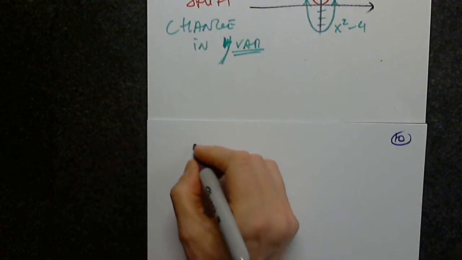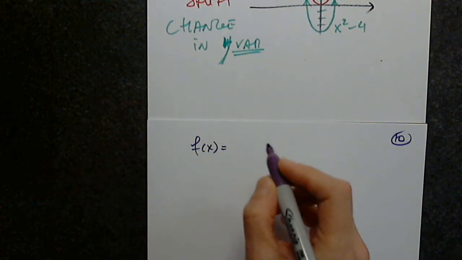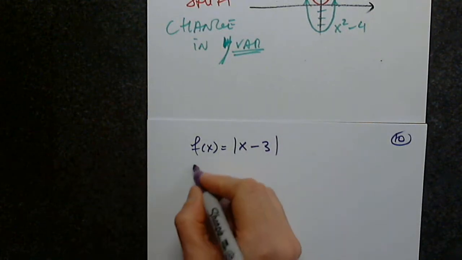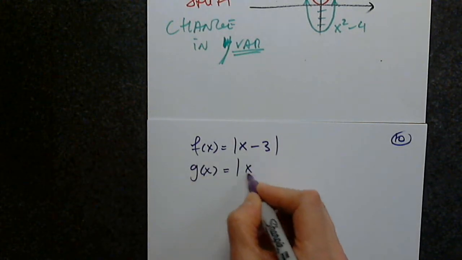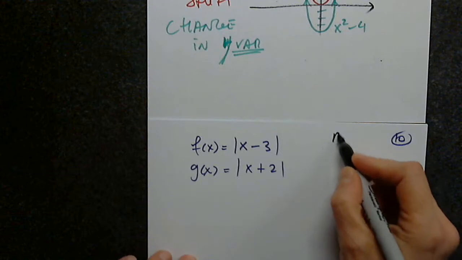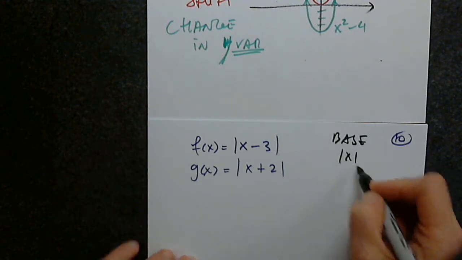Now I create another function. I want to create the absolute value of x minus 3. And I want to create the absolute value of x plus 2. What is the first thought, the first question? What is the base function that was used? What function did I use now? I didn't use x squared. I used the absolute value of x.